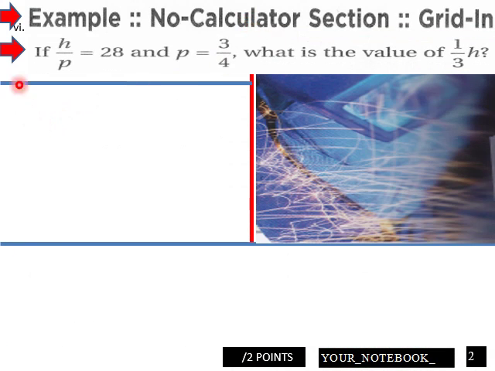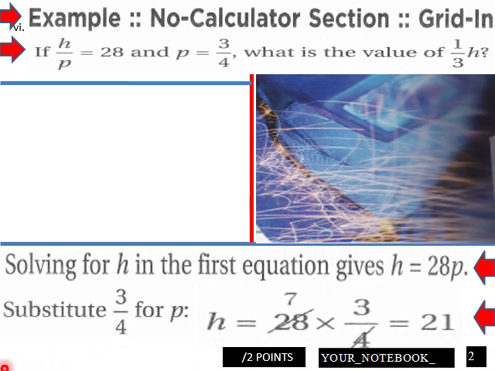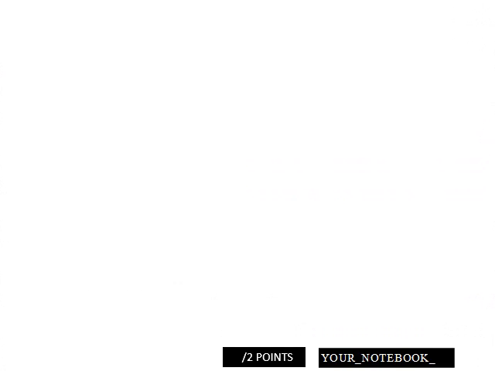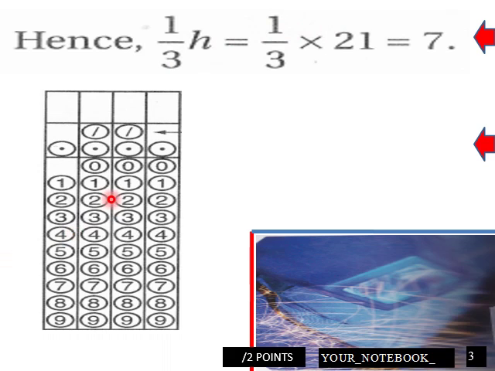Example, no calc section. We have these two equations here. What is the value of 1/3 h? Solving for h gives that in the first equation, substitute 3/4 for p, then we come up with 21. So hence 1/3 h equals 1/3 times 21, which equals 7. Then we just grid that in here.